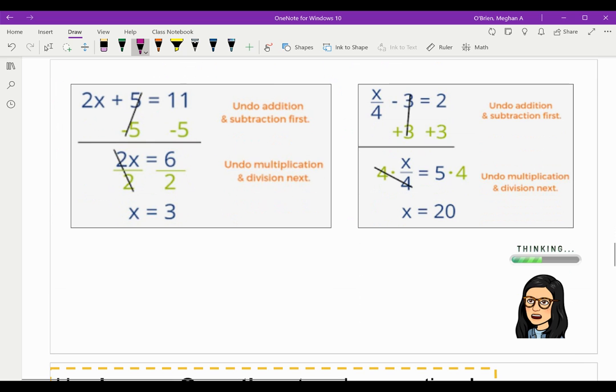Take a look at this slide real quick, because this is what I've been modeling as far as my thinking along the way. I'm taking away some weights first, then dividing into equal groups. So here are the steps that we follow to solve these two-step equations. They're called two-step equations because there are two operations happening. Last week, there was just one operation happening.